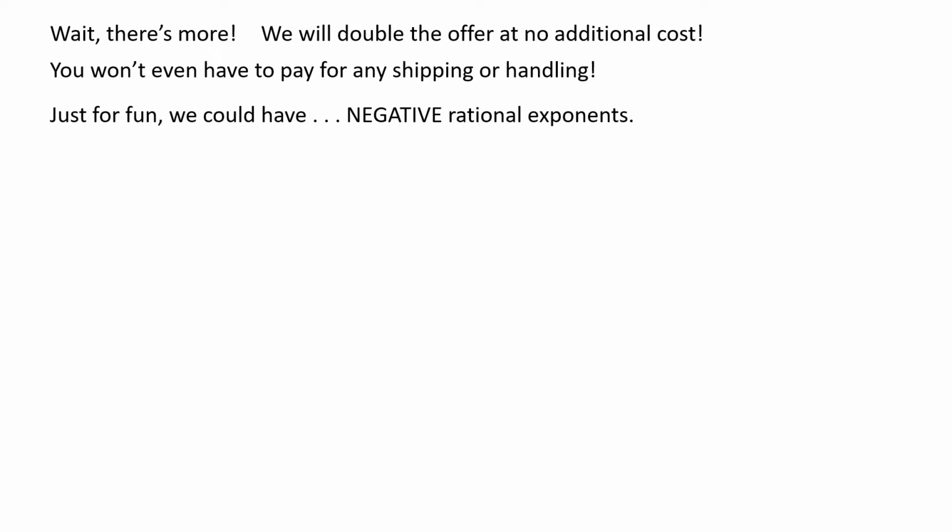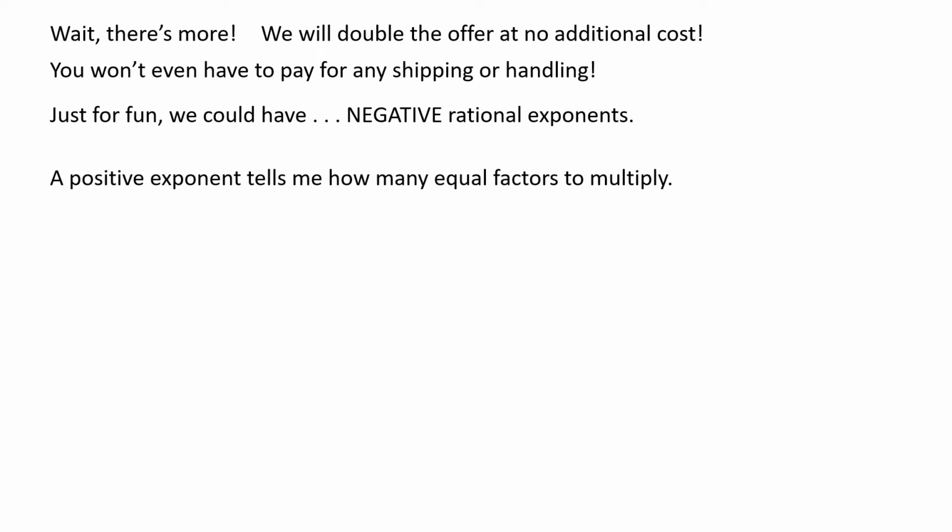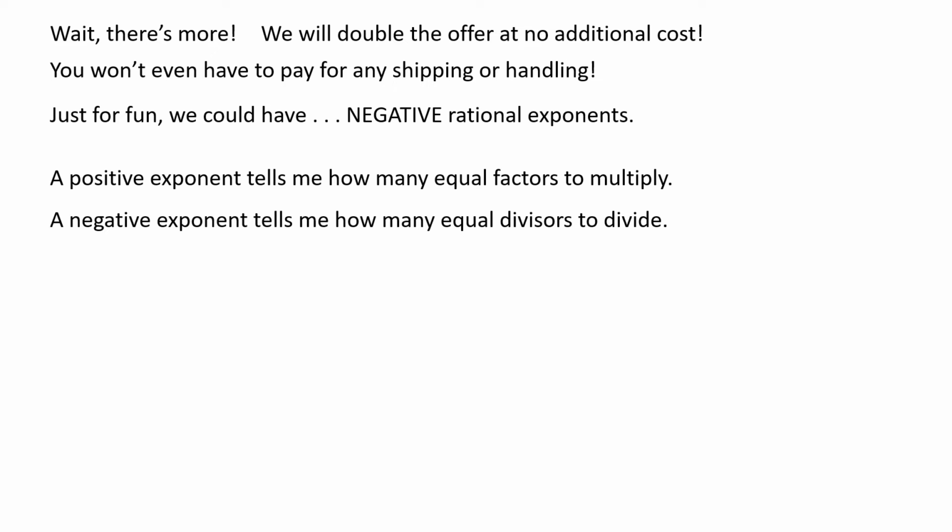What if the rational exponent happens to be negative? You thought it's fun having a fraction for an exponent? We can have a negative fraction. That's the new twist today. So the positive exponent tells us how many times we're going to multiply by an equal factor. Instead of negative exponent, guess what? Instead of multiplying, we're going to be dividing. So instead of having a bunch of equal factors, we're going to have a bunch of equal divisors.